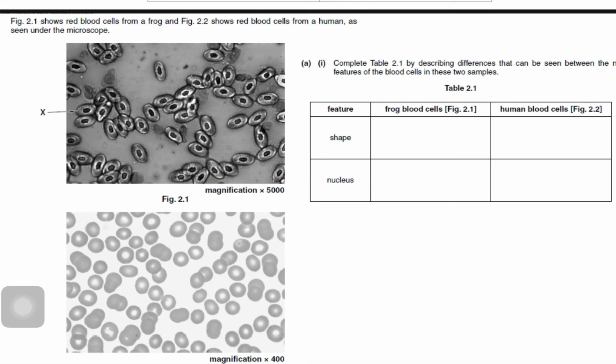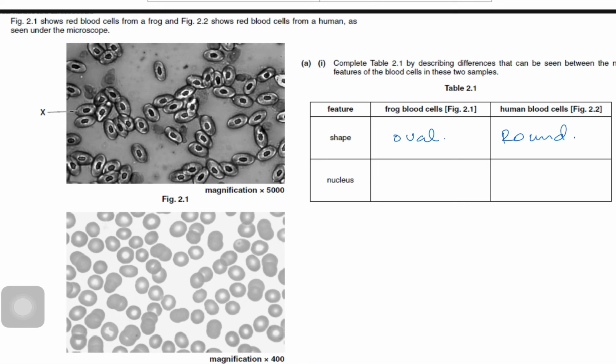Shape wise, when you notice the overall shape, you can clearly see that the shape of the frog's red blood cells is more oval, but the human blood cells are more round. Overall, you can see they are round. You can't comment on the 3D shape because this is not very clear. They are thinner from the center. But shape is a very simple word, and you can call it round.